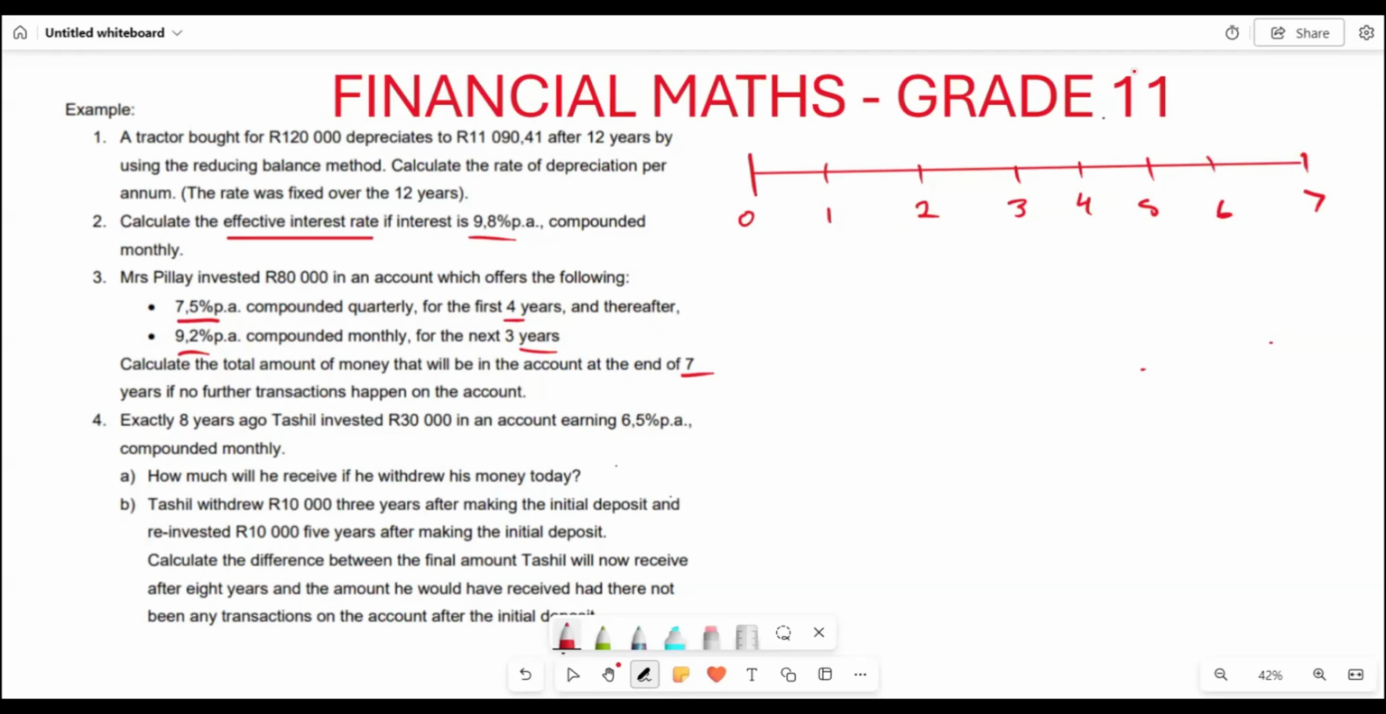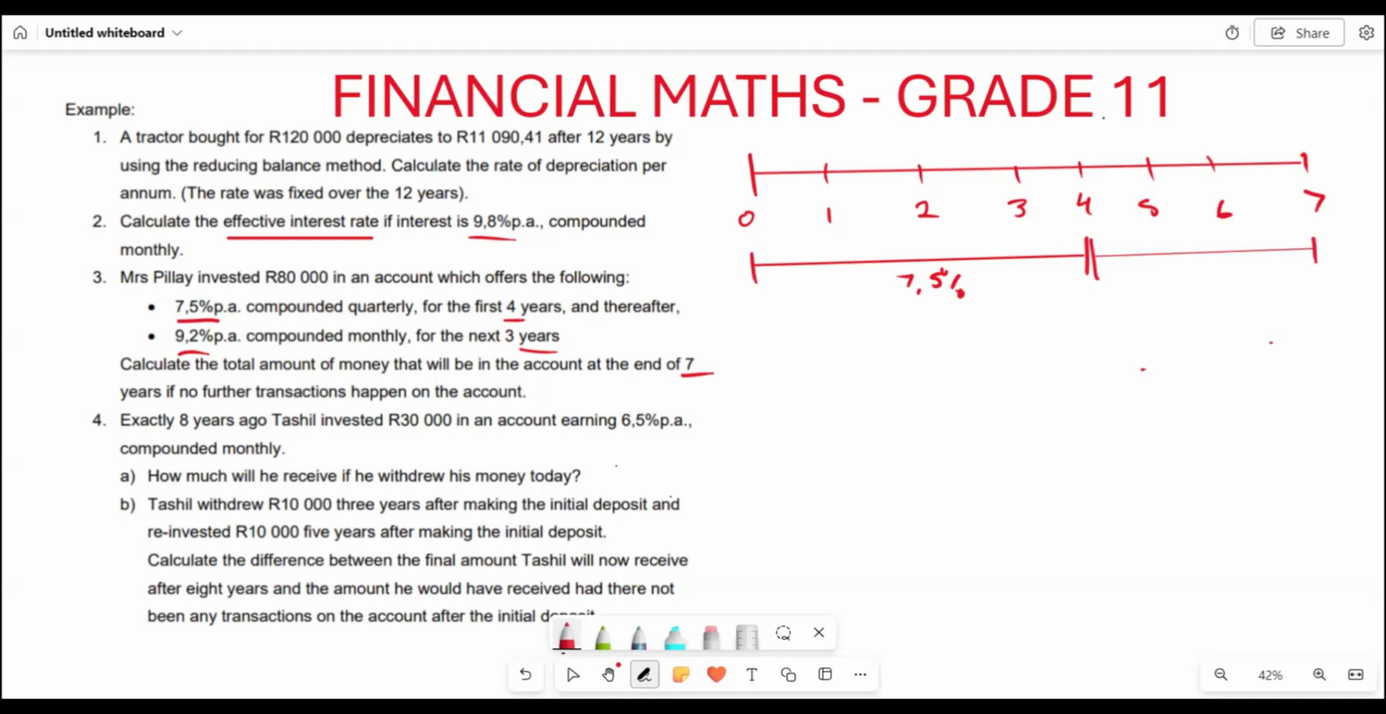Now, what is it then that you're going to do? For the first period, from 1 up until 4, what is it that you are having, right? For the first 4 years, this is going to receive an interest of 7.5%, right? And then, which means for the last 3 years, that is going to be starting from the 4th year up until the 7th year.